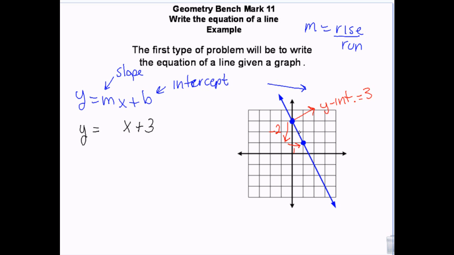It's counting, so basically I'm counting the blocks between one building and the next. I go 1, 2 blocks south, 1 block east. So my rise is -2, and my run is 1, so my slope is -2. So I plug in that, and there's the equation of the line.